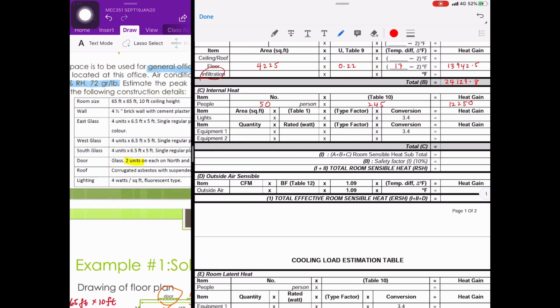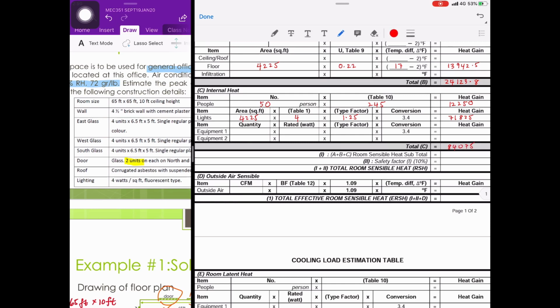Now for the lighting, the floor area is 4,225 square feet, and from table 1 we can obtain the value for watts per square feet. However, this value has been given in the question, which is 4 watts per square feet, and the type factor for the fluorescent light is 1.25, and we are going to multiply with the conversion, so then we can get in terms of BTU per hour. If the room is having equipments, then we can include in this section. However, for our example, there is no equipment involved. Now we can calculate the total for the C section.